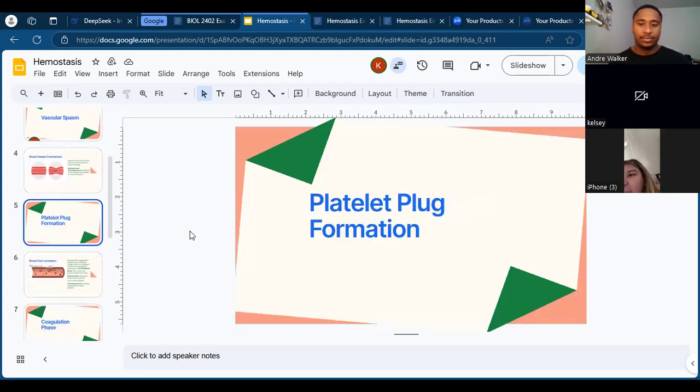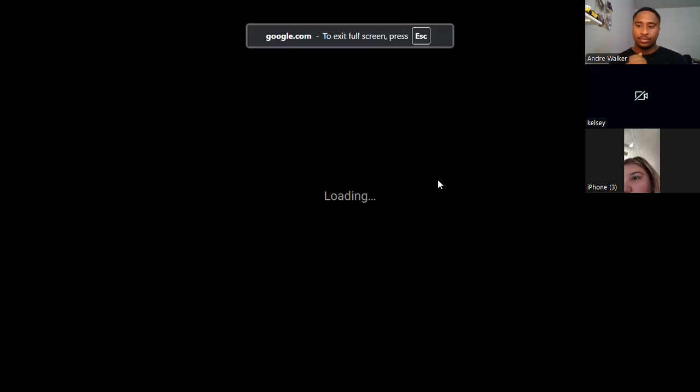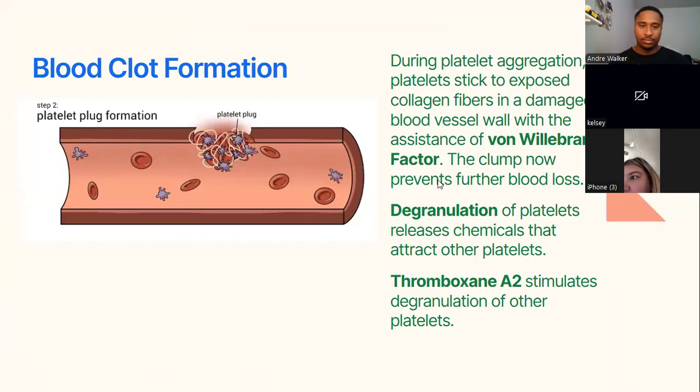Alrighty, so next we're introducing the platelet plug formation. So right here is the image of the blood clot formation. During this process, the platelet aggregation, the platelets stick to exposed collagen fibers in a damaged blood vessel wall with the assistance of von Willebrand factor. The clump now prevents further blood loss.